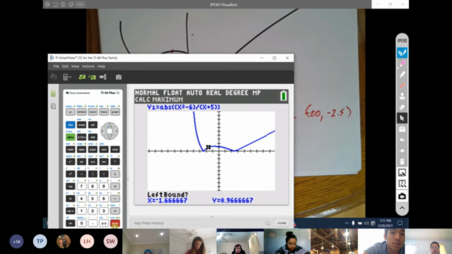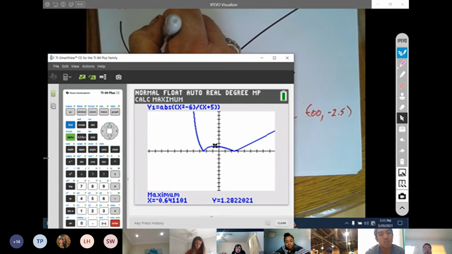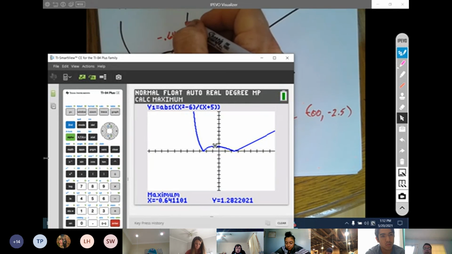There we go. I think the max is right in there. So I'm going to hit enter. And I'm going to put it over here. Enter. And then I think the max is probably right in there. There's your vertex. So write that down. Your vertex is negative 0.64, comma 1.28.